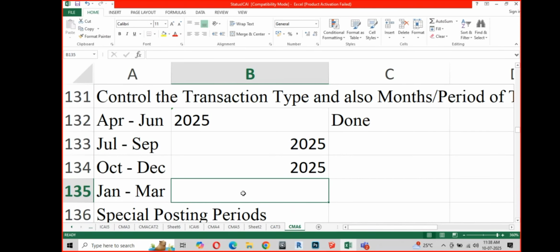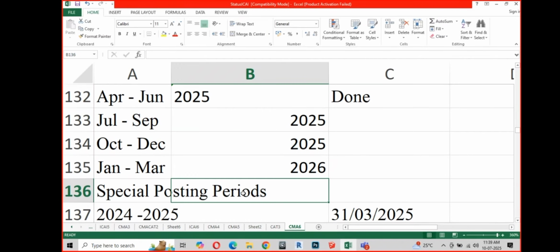Now what happens to the January to March quarter? Isn't the year transforming itself to 2026? No doubt it has to be included in the 2025-2026 accounts. But these 3 months, they have shifted. They have shifted from 2025 to 2026. This is your year shift.